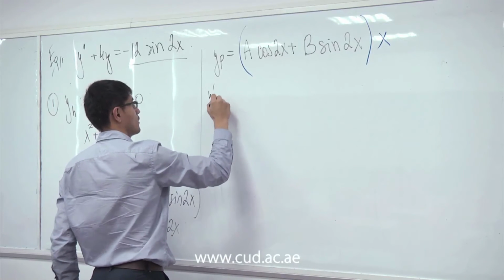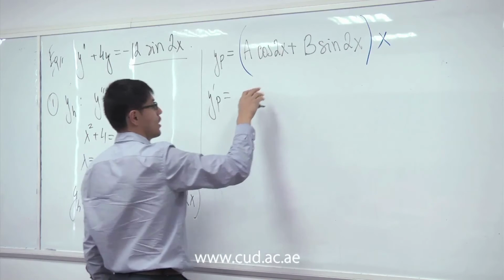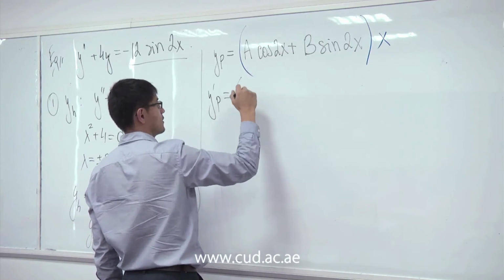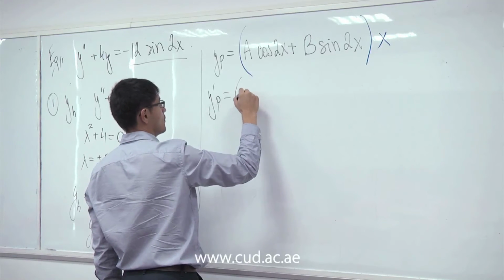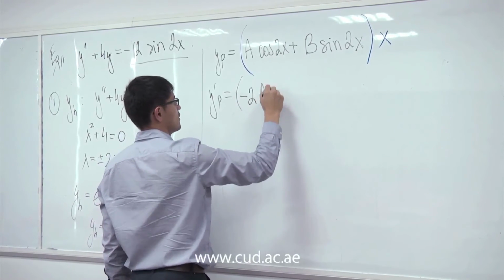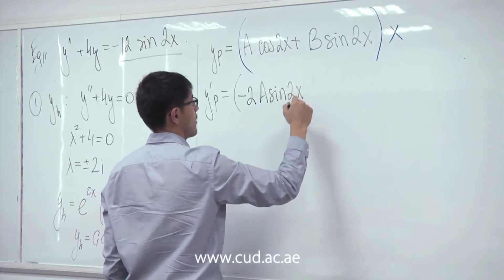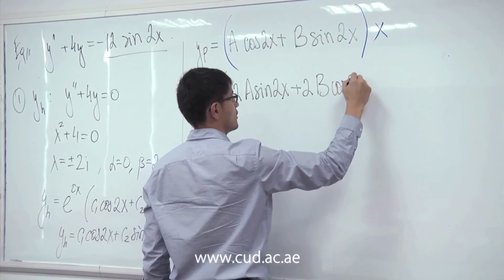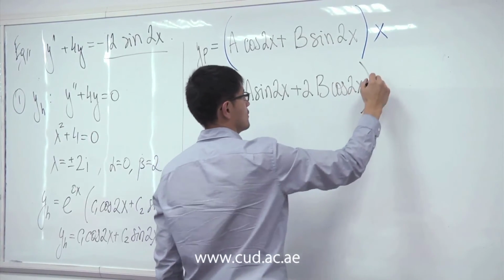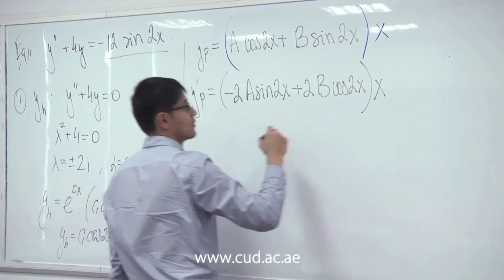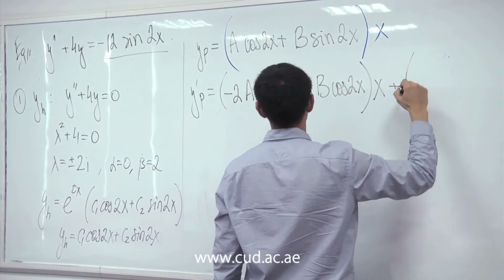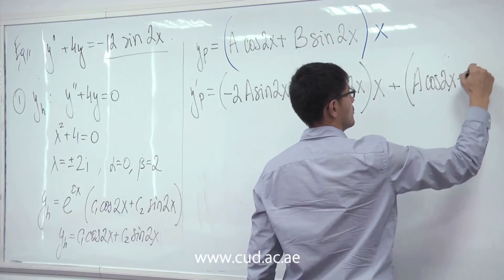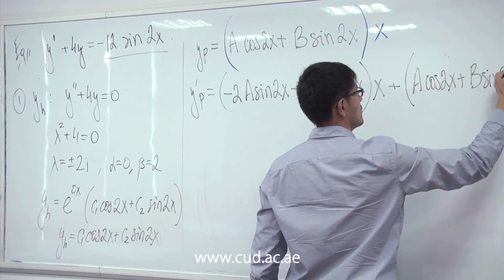So let's do that. Y prime would be, I'll be using the product rule. So take the derivative of this part. And that would be minus 2a sine 2x plus 2b cosine 2x times x plus a cos 2x plus b sine 2x.